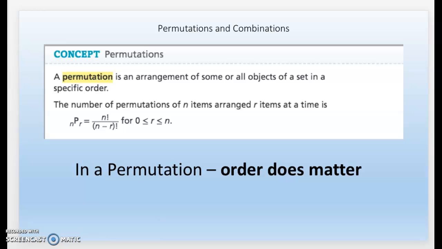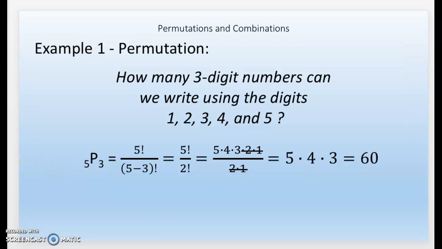Here's the definition. A permutation is an arrangement of some or all objects of a set in a specific order. The formula gives the number of permutations of n items arranged r items at a time. This is the formula right here. An important concept to remember: in a permutation, order does matter. Order is important in a permutation. Let's look at an example.